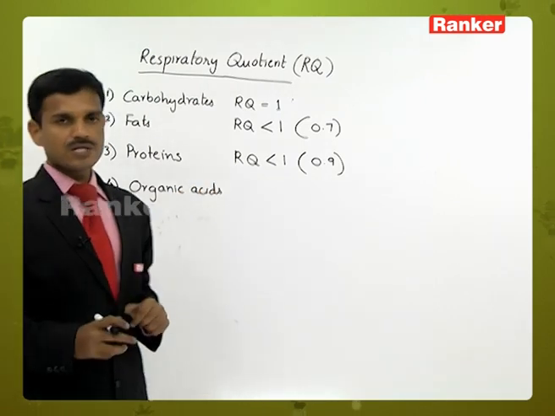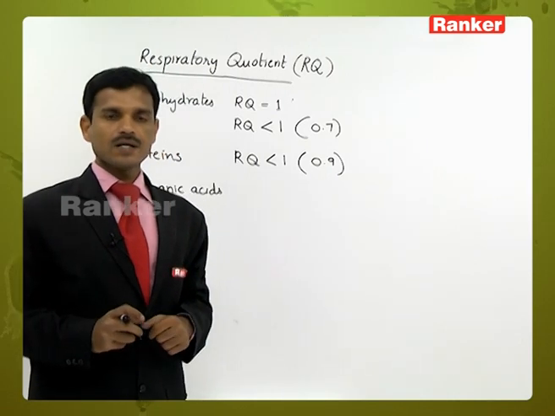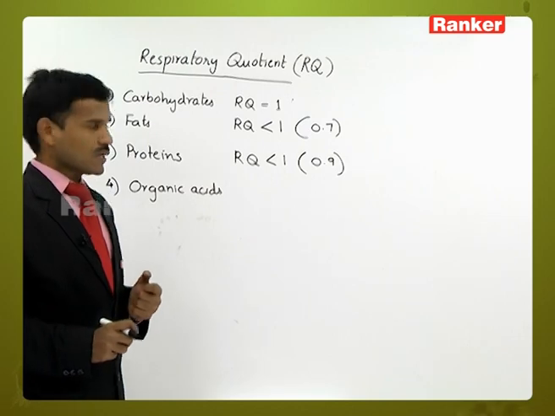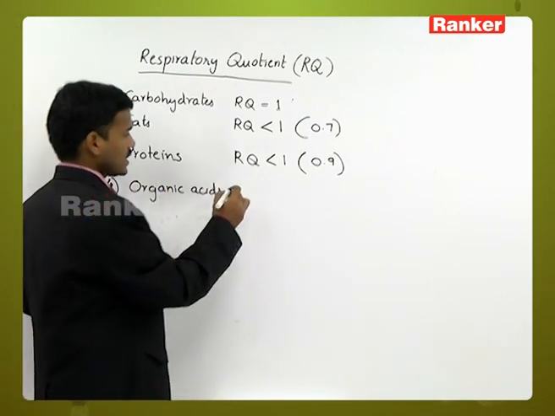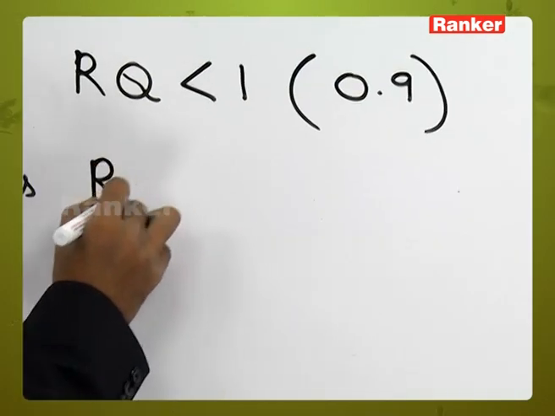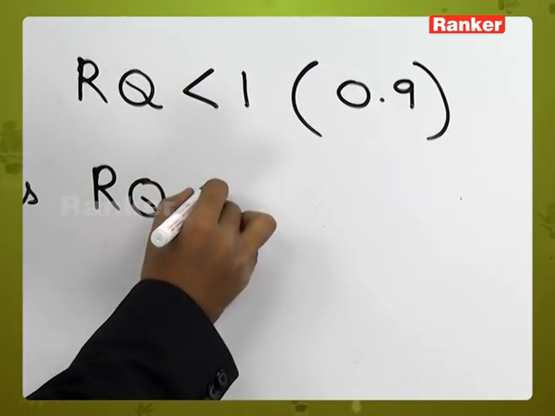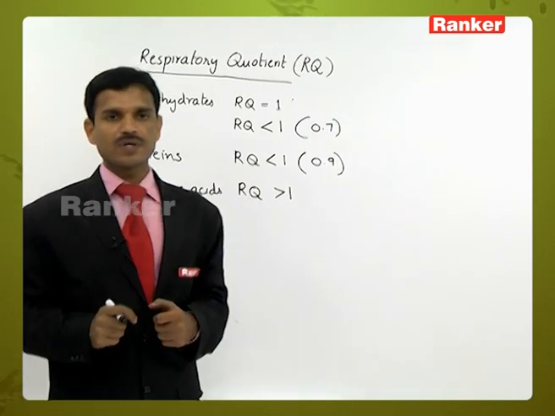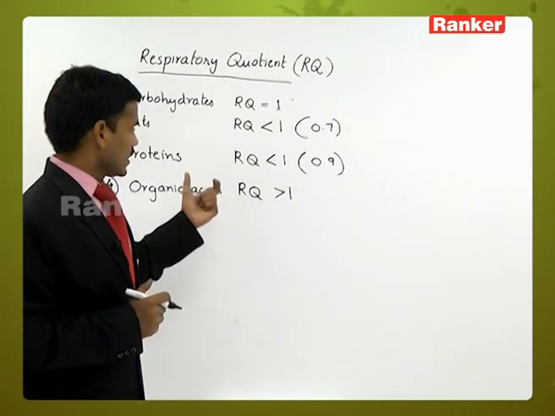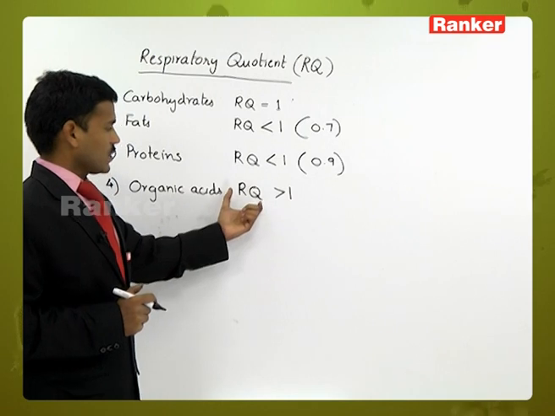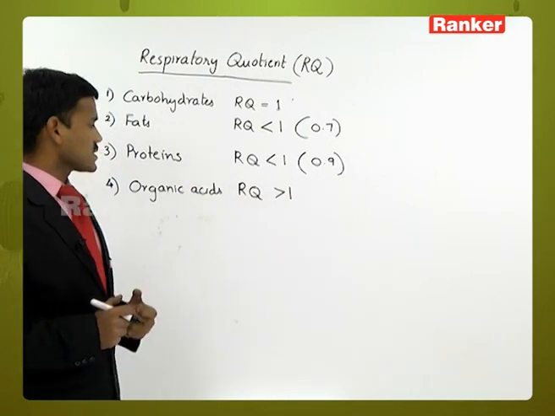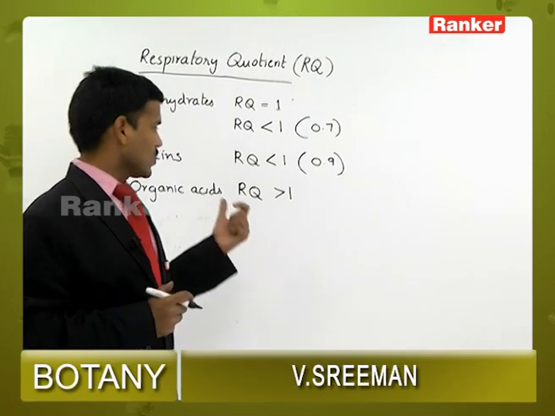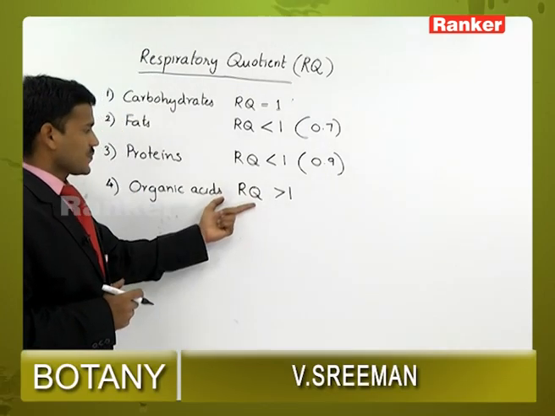In some special or specific conditions, organic acids are also involved in respiration. If organic acids are involved in respiration, the RQ values are greater than 1, sometimes 1.33, 2, 3, 4, like this. Only for organic acids are the RQ values more than 1. So why do organic acids have higher RQ values?